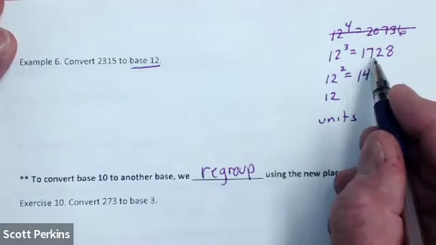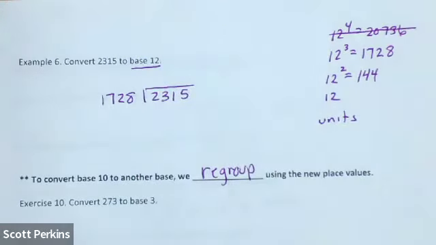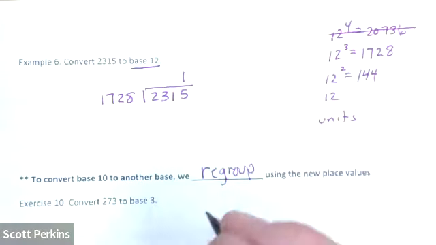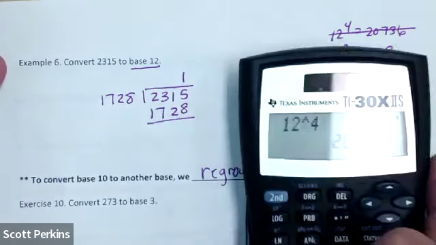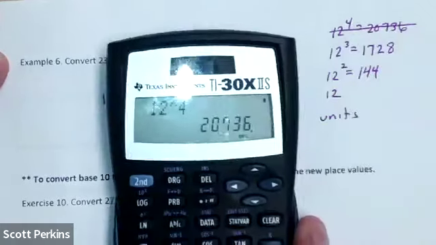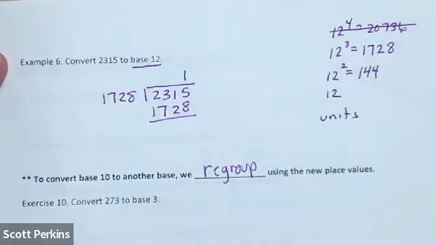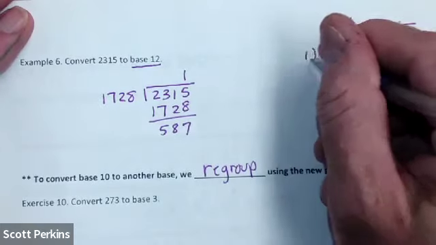So what I'm going to do is take the 1,728 and see how many groups I can make of my 2,315. Okay, well, 1,728 is really close to 2,315, so I'm going to say that's going to be 1. 1 times 1,728. Use your calculator to do this subtraction if you want. I'm just doing long division here, which you learned at some point in late elementary school or middle school. I'm going to take the 2,315 and subtract 1,728, and that leaves me a remainder of 587. Okay, so here's what I have. I'm just going to put this in parentheses. I have one full group of 12 to the third, or one full group of 1,728. So I'm just going to put a little one right there to start with.